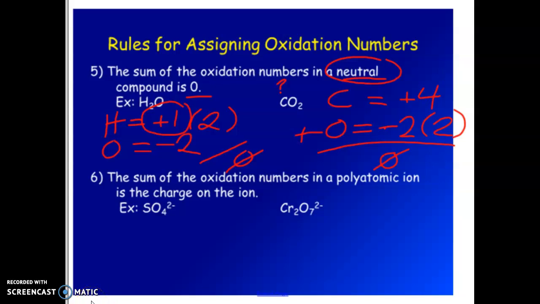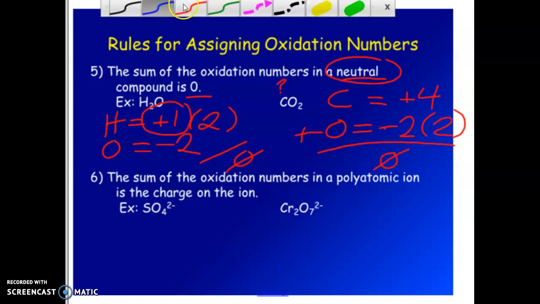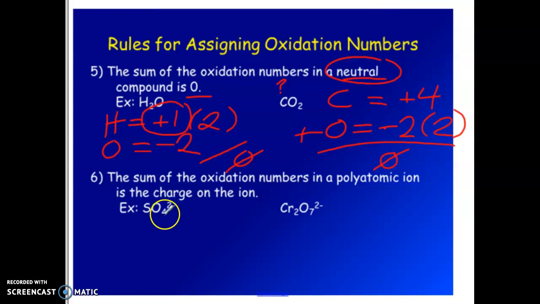Okay. And the last rule that we're looking at here is when you're dealing with a polyatomic ion, the oxidation numbers for all of the elements in the polyatomic ion need to add up to the charge on that polyatomic ion. So for example, SO4 has to add up all of these to -2. So oxygen is -2, but there are 4 of them, right?